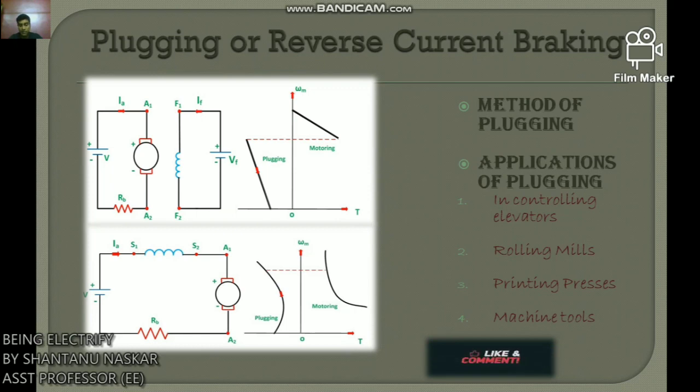The method of braking known as plugging or reverse current braking is a highly inefficient method because, in addition to the power supplied by the load, power supplied by the source is also wasted in resistance. Now the application of plugging. Plugging is most commonly used for the following purposes: controlling elevators, rolling mills, printing presses, machine tools, etc.